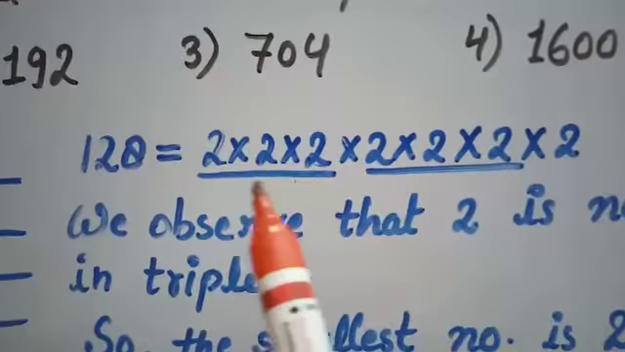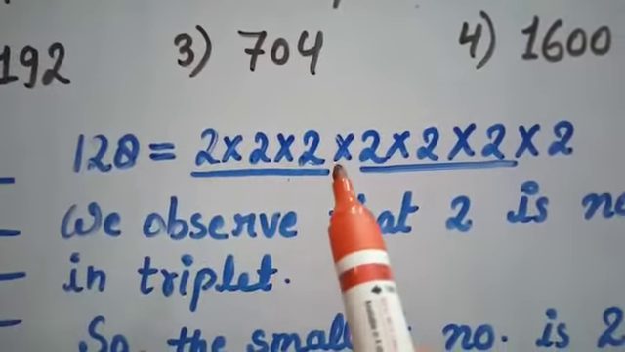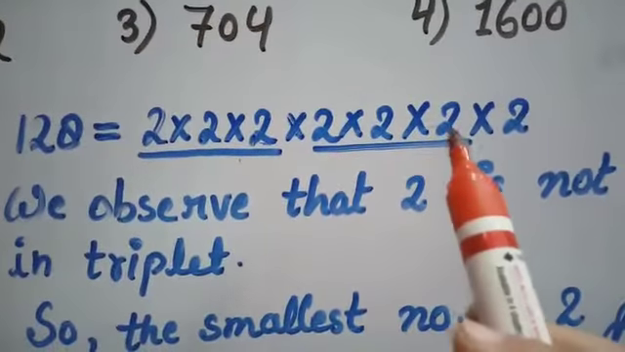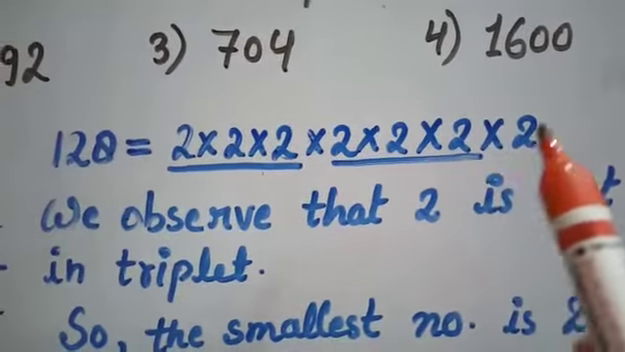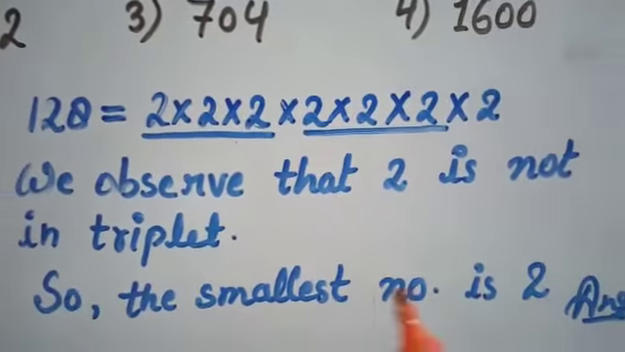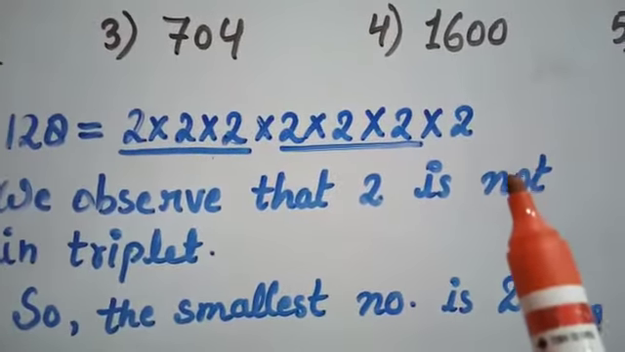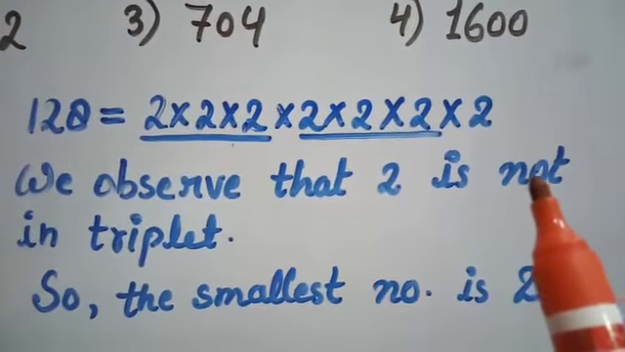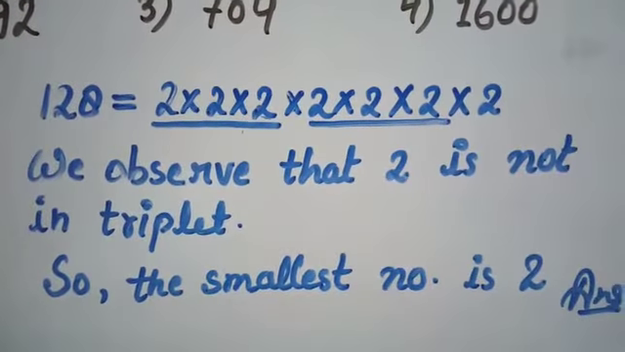Now we'll make triplets of 2 into 2 into 2 and next triplet 2 into 2 into 2. And we observe that this 2 is not in triplet, so the smallest number is 2, by which 128 must be divided to obtain a perfect cube.